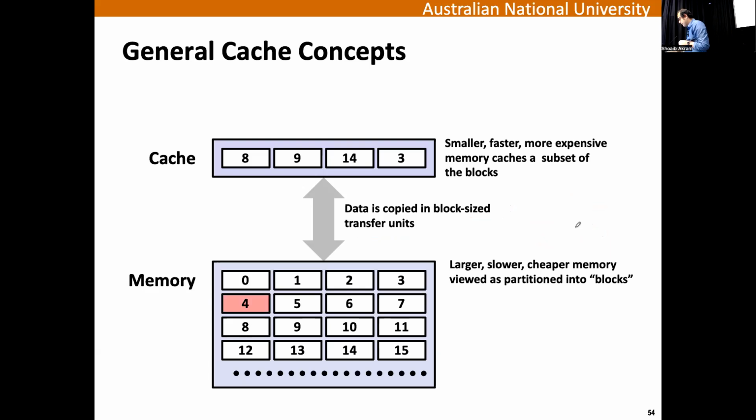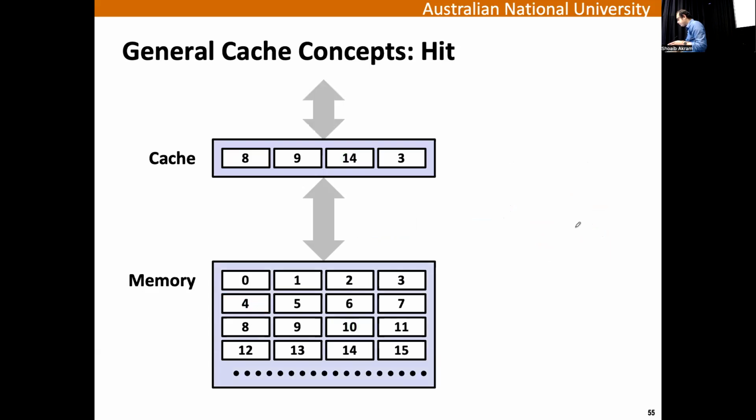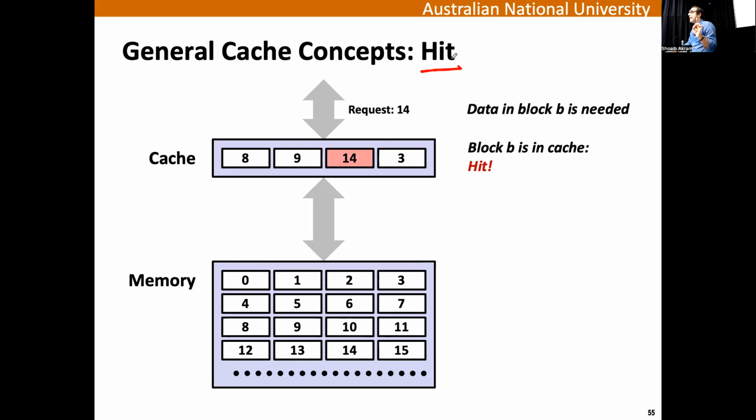So there is a request for block 4. We transfer the block to the cache. And next, 10. Okay, there's something called a cache hit. When there is a request for 14, you don't go to memory. You look in your cache first. And if the block is in the cache, it's a cache hit. Now there's no need to go to memory. If the block is not in the cache, it's a cache miss.